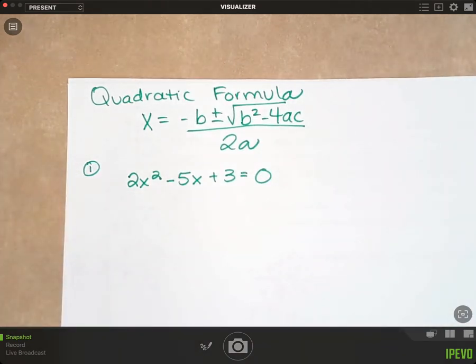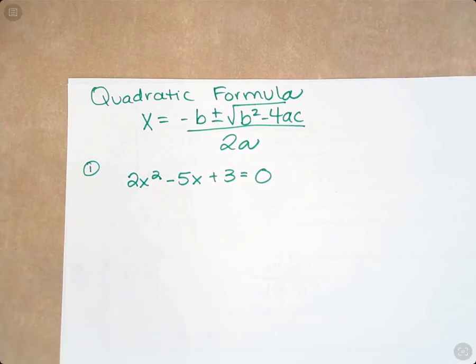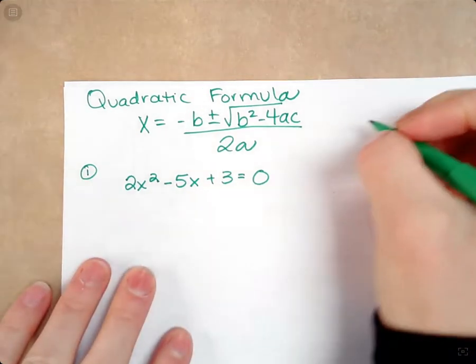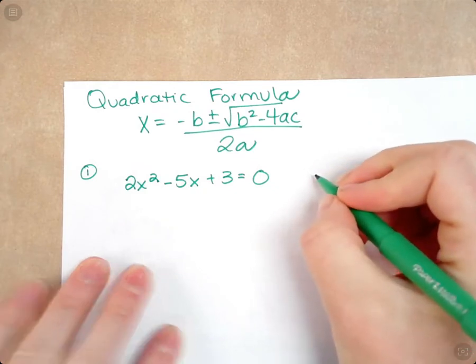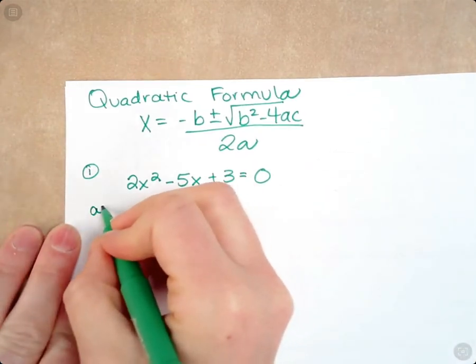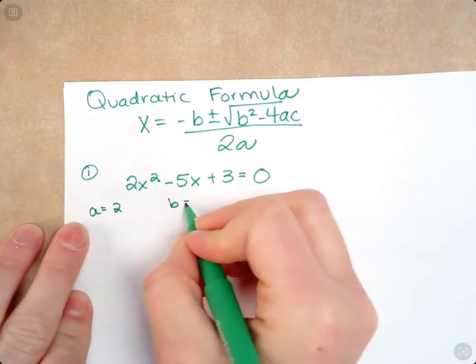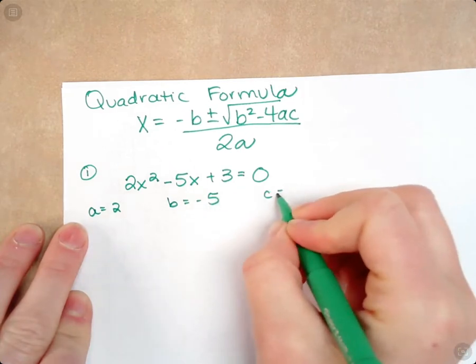We are going to solve this using the quadratic formula. 2x squared minus 5x plus 3. We're going to name our A, B, and C, and then plug it into the formula. So A equals 2, B equals negative 5, and C equals 3.